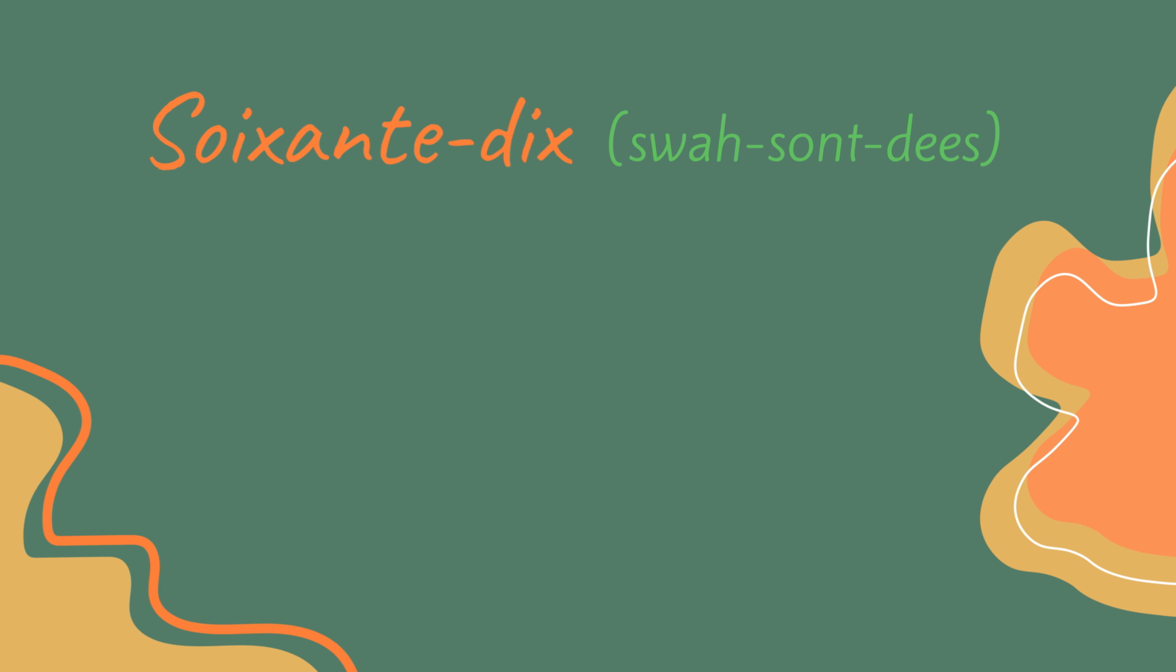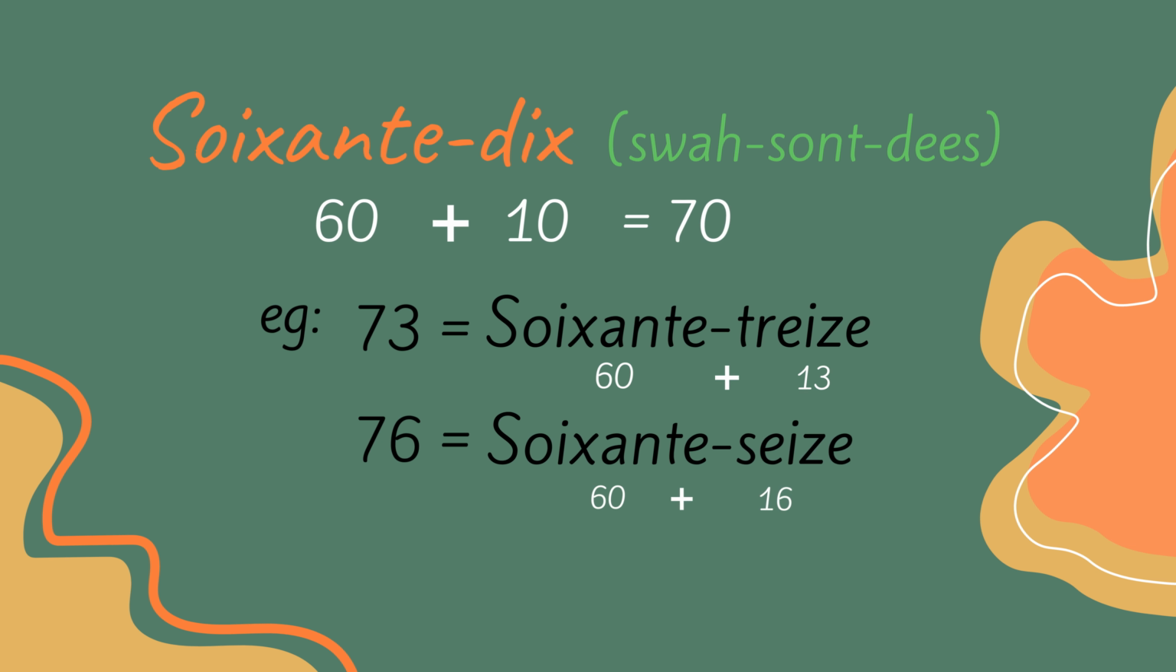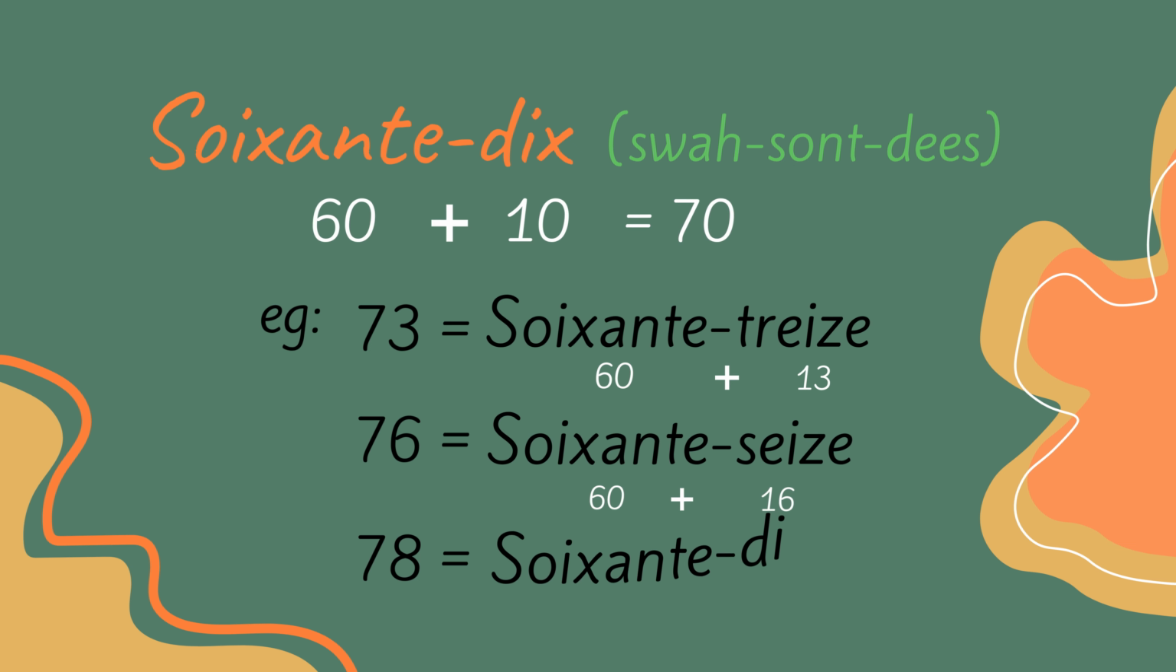70 in French literally means 60 plus 10. Counting to 79 basically involves adding numbers from 11 to 19 to 60. For example, 73, 60 plus 13. 76, 60 plus 16. 78, 60 plus 18.